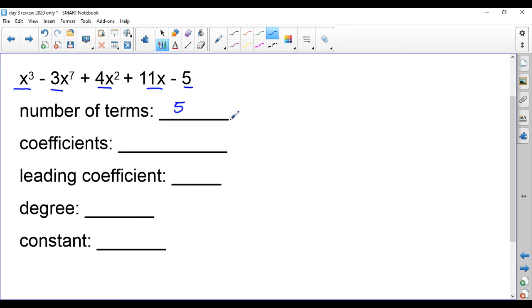The coefficients are the numbers that multiply the variables. If there's no coefficient written, we know that that's 1x cubed. So my coefficients are 1, -3, bring this sign with the coefficient, 4, and 11. For the leading coefficient and degree, I need to find the term with the highest exponent. The leading coefficient is the coefficient of that term, and the degree of the polynomial is the exponent of that term. The constant is the number that does not have a variable. So we should be able to identify all of those.